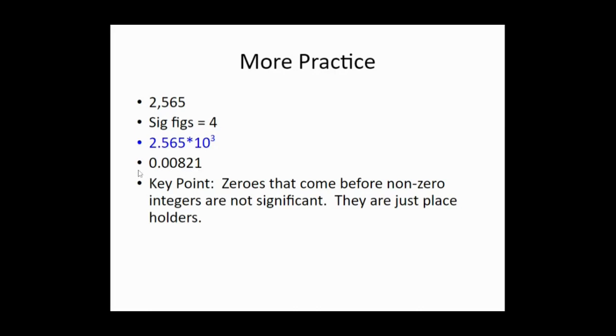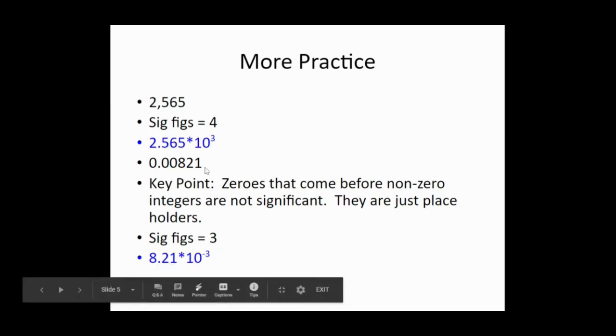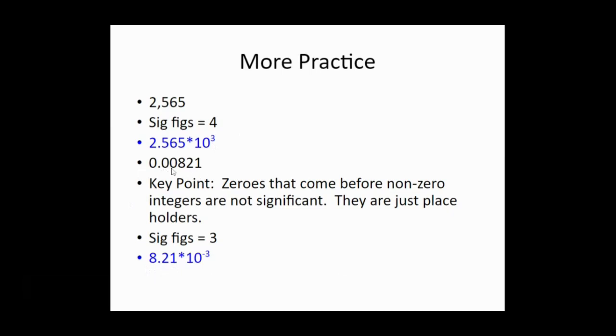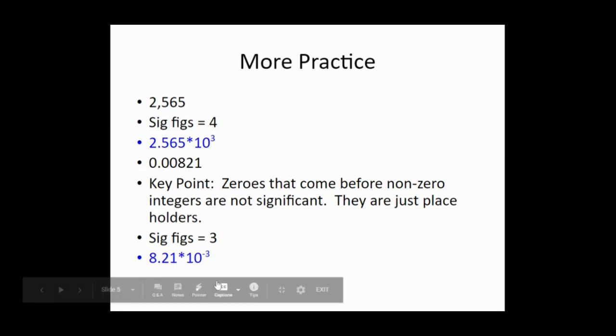All right, now this number, 0.00821, how many sig figs does that have? Are these zeros significant? So they're not, because they'll go away when we put this in scientific notation. So this has 1, 2, 3, only 3 sig figs. The zeros that come before non-zero integers are not significant, they're just placeholders. 3 sig figs, and you can see those zeros did go away when we put it into scientific notation. So our decimal point moved 1, 2, 3 places to the right, so we have 10 to the negative 3 as our scientific notation.